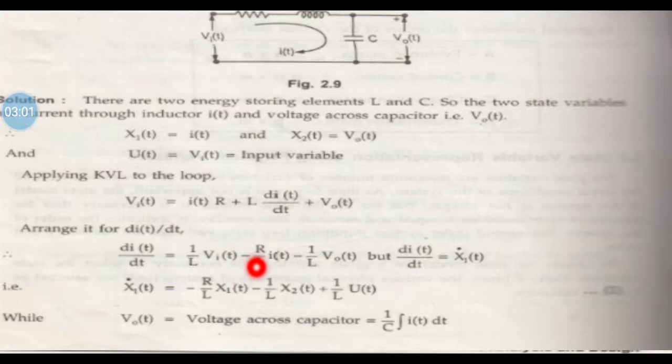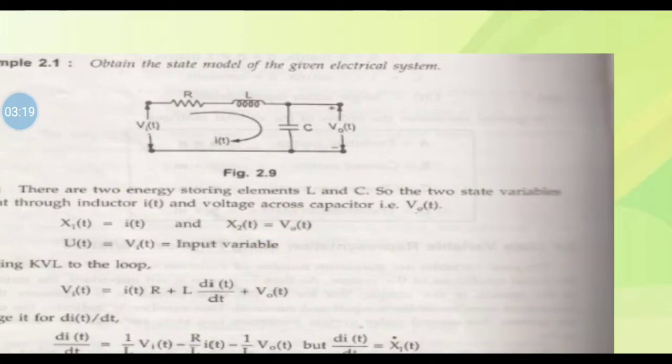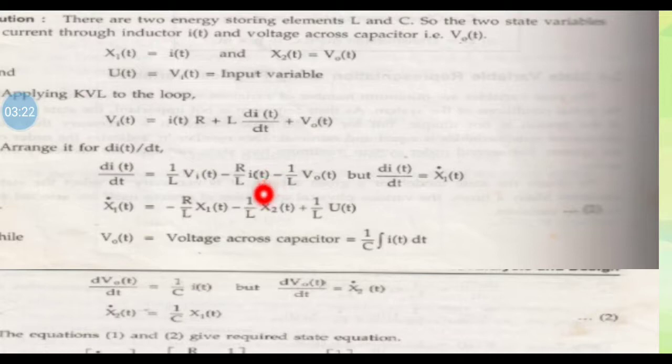Take this equation: minus R by L I of t, where I of t is x1 t. Then minus 1 by L V naught t, where V naught of t is x2 t. So this has been taken as minus 1 by L x2 t plus 1 by L Vi of t. What is Vi of t? U of t. So this 1 by L Vi of t is written here as 1 by L u of t.